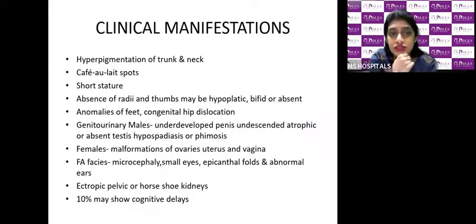Coming to clinical manifestations, you can see hyperpigmentation of trunk and neck, ccafé au lait spots, short stature, absence of radii and thumbs, hypoplastic, bifid or absent thumbs, anomalies of feet, congenital hip dislocation. Genitourinary: underdeveloped penis, undescended, atrophic or absent testis, hypospadias or phimosis. Females: malformations of ovaries, uterus, and vagina. Fanconi's anemia facies: microcephaly, small eyes, epicanthal folds, and abnormal ears. Ectopic pelvic or horseshoe kidneys; 10% may show cognitive delays.